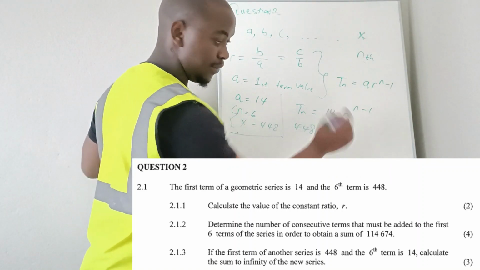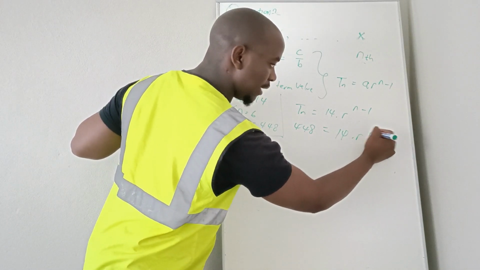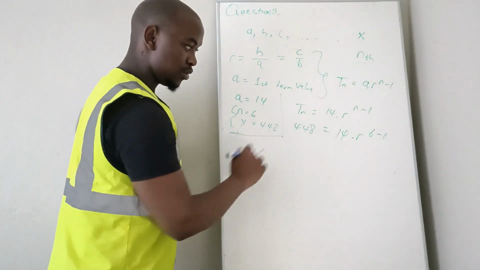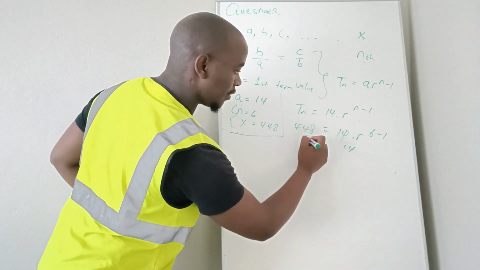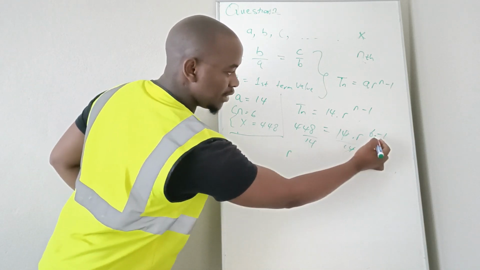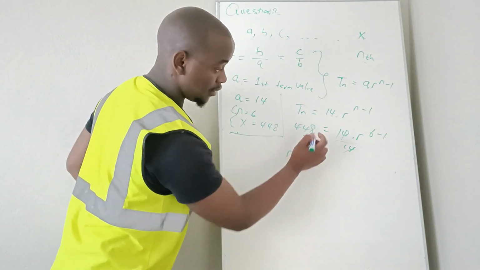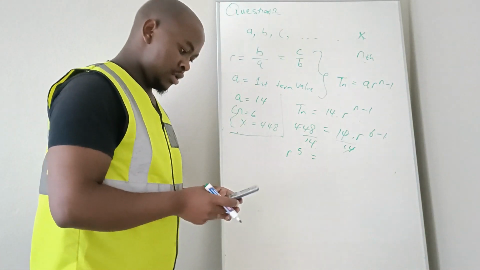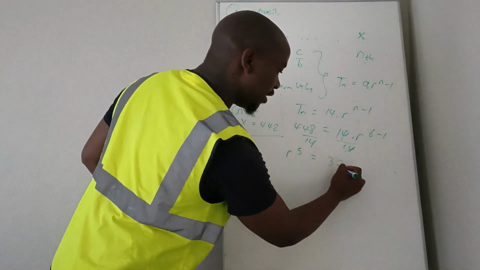But in this case, we don't have the value of r. So the same is true if we substitute 6 minus 1 in here, we can figure out what the ratio is. To solve that, we divide by 14. This cancels. So we have r to the power 6 minus 1, which is 5, and then 448 over 14, and that equals 32.